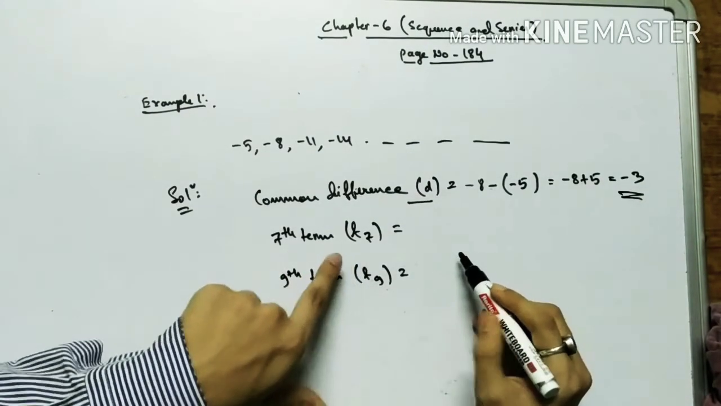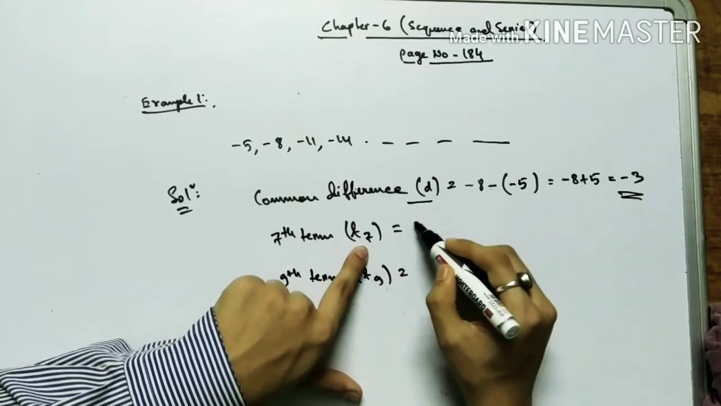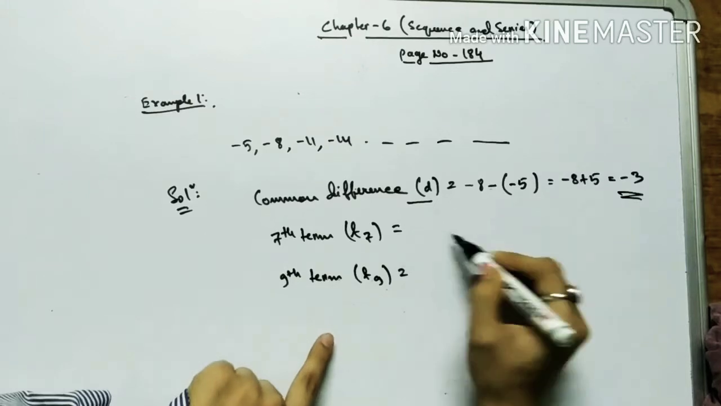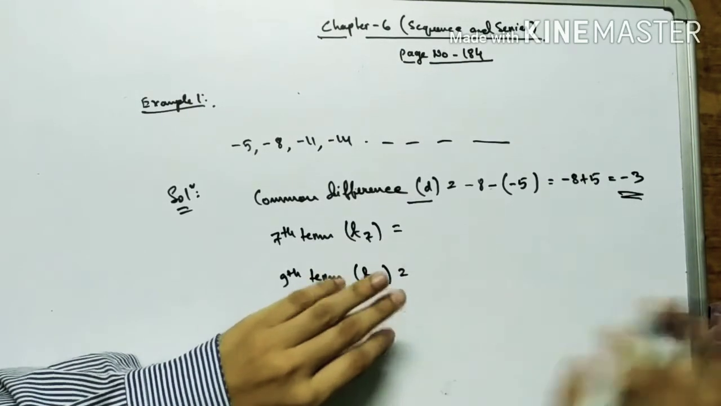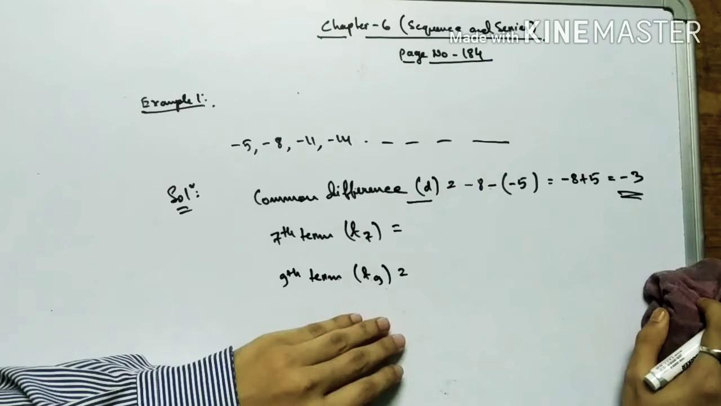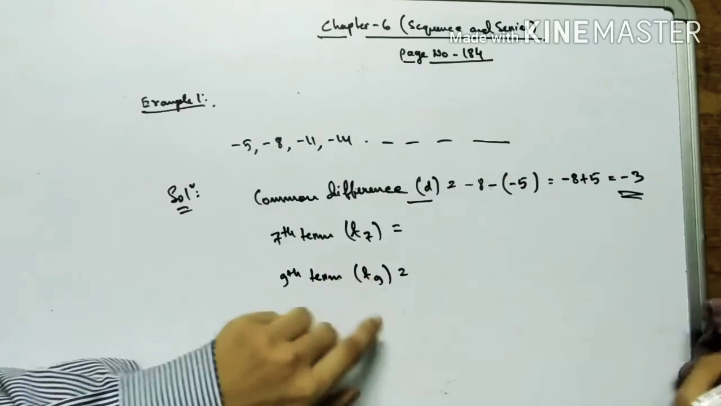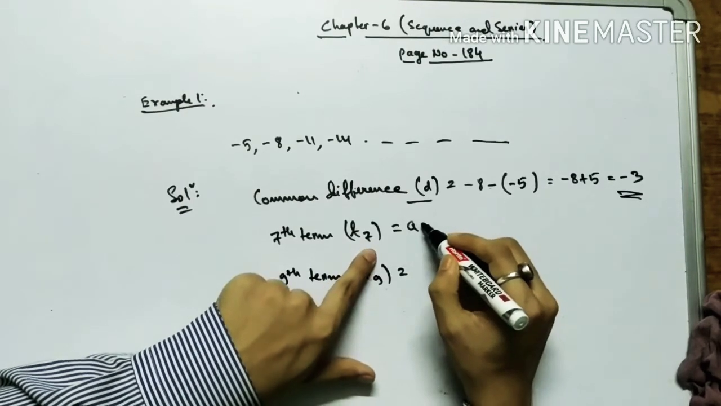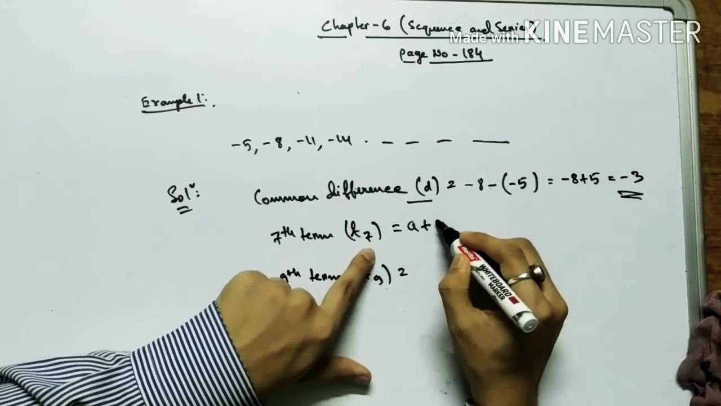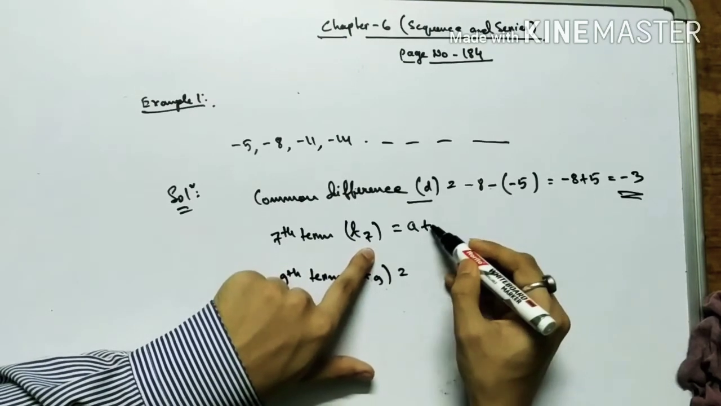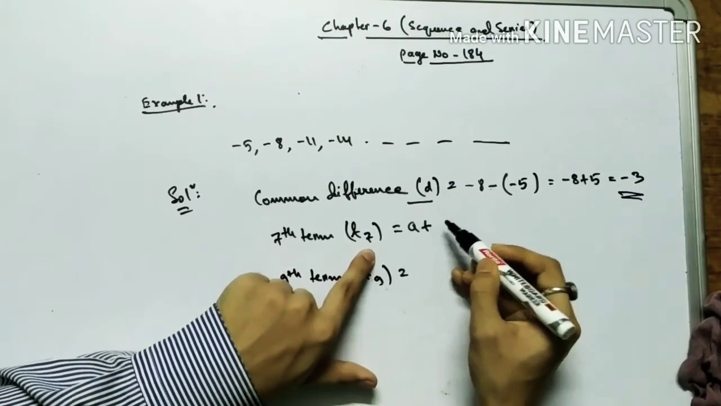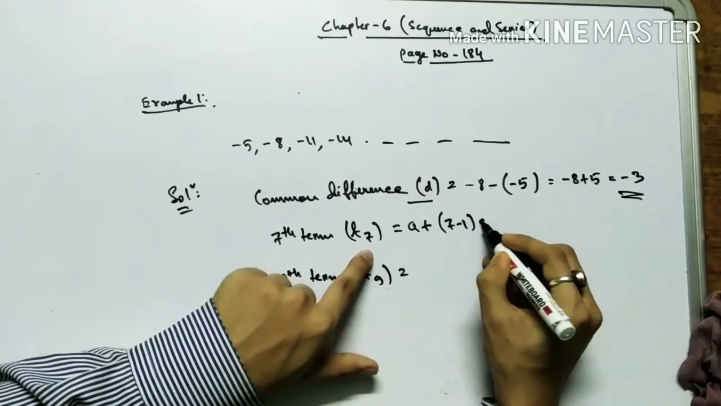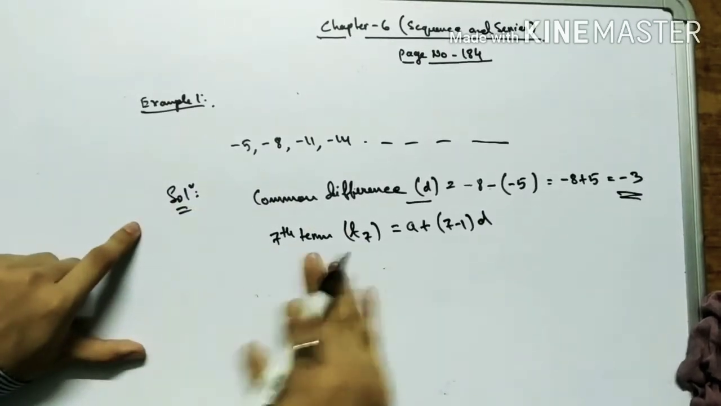Next it is the t7. Yes, the 7th term, t7. Wait a minute, before solving this, you see, t7 will be a plus, understand, a plus, what is the number that is multiplied with the common difference? What did I say? It decreases from the term number, it decreases. This is a plus 7 minus 1 d.